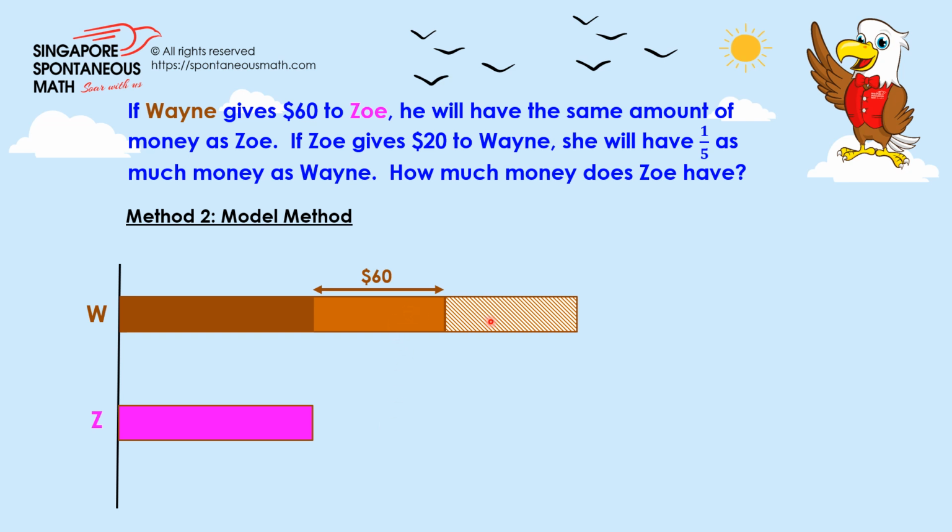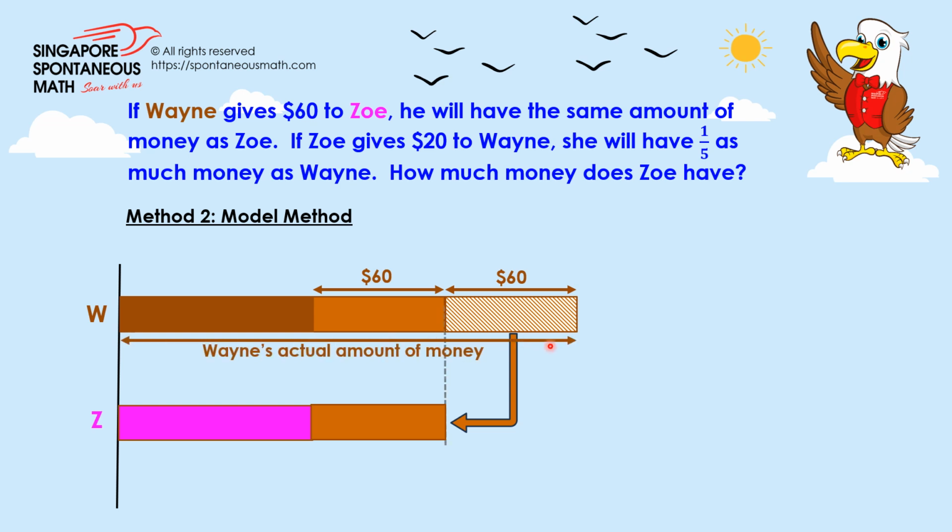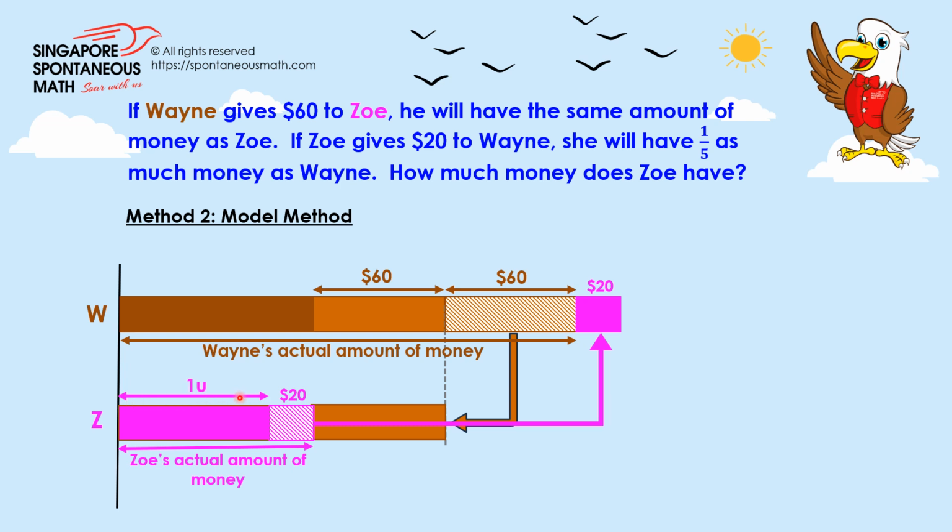So he actually gave $60 to Zoe, right? So half of that is going here. So Wayne actually has $60 and another $60, which is $120 more than Zoe. This is Zoe's actual amount of money. So if she were to give $20 to Wayne, she's going to end up with the amount of money here. We call it 1 unit. So Wayne will have 1 unit here.